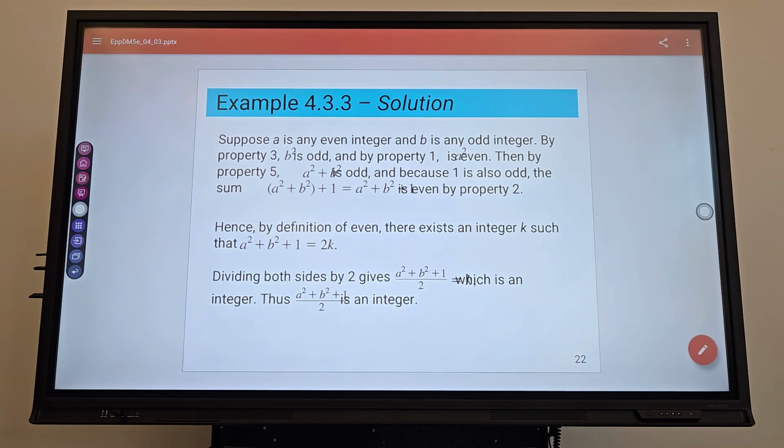Hence, by definition of even, there exists an integer k such that A squared plus B squared plus 1 equals 2k. Dividing both sides by 2 gives A squared plus B squared plus 1 over 2 equals k, which is an integer. Thus, A squared plus B squared plus 1 all over 2 is an integer.